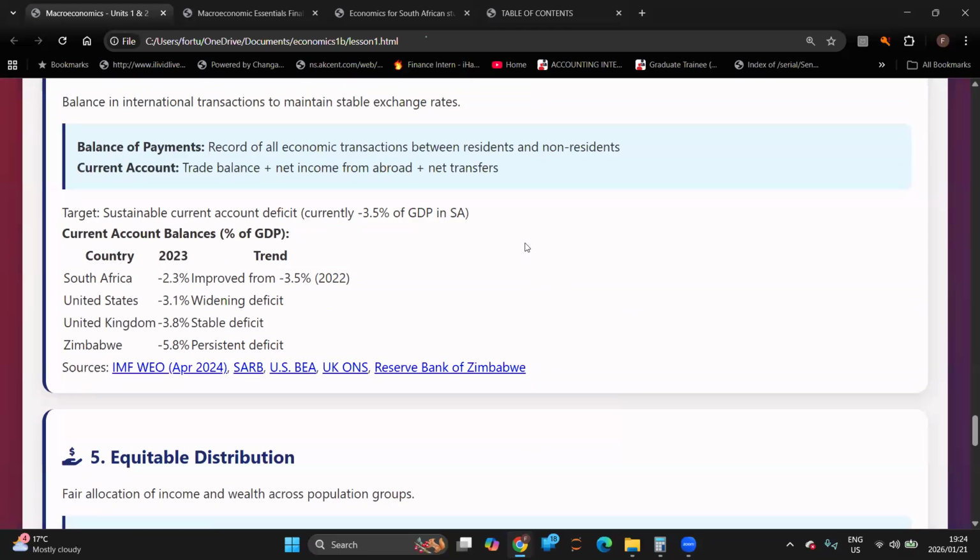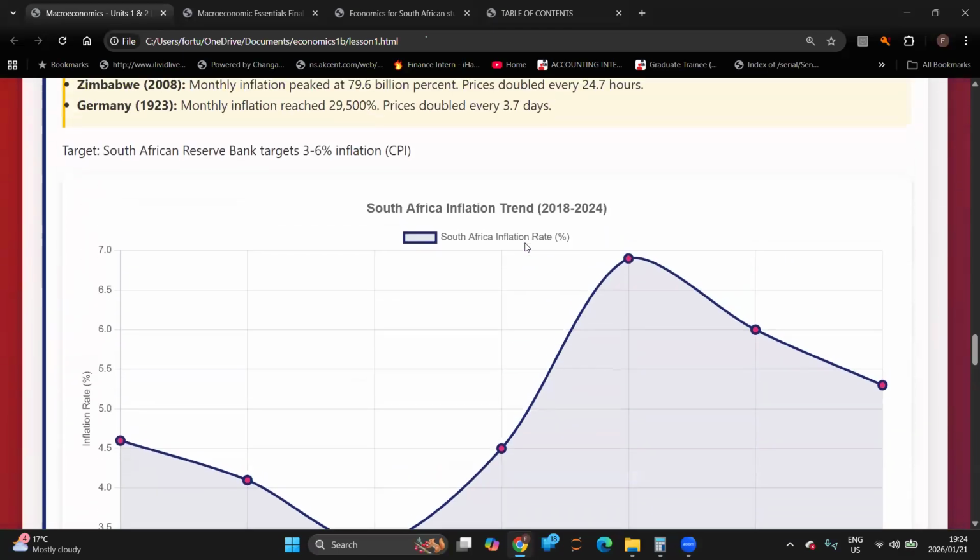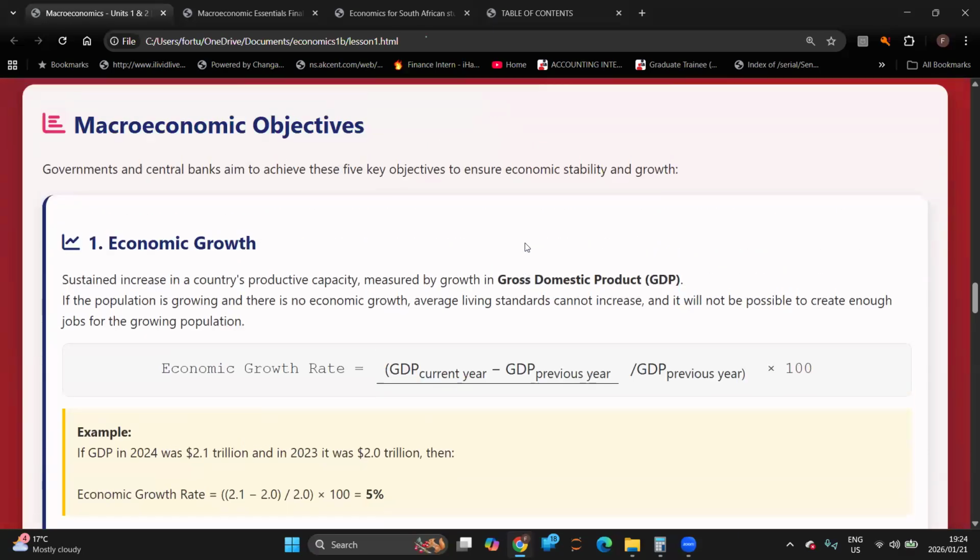So these are the main macroeconomic objectives or measures that are used to assess whether an economy is performing very well. And we're going to be looking at them one by one so that we get an understanding of these particular objectives. As we approach these objectives, they also act as a highlight or a summary of what we're going to be looking at throughout the rest of the module.